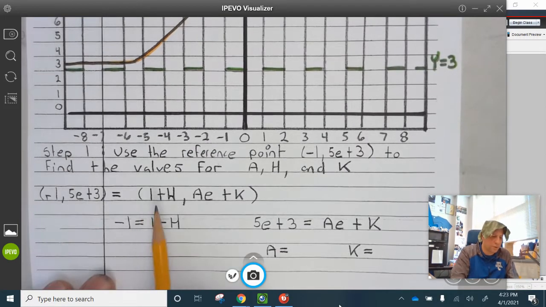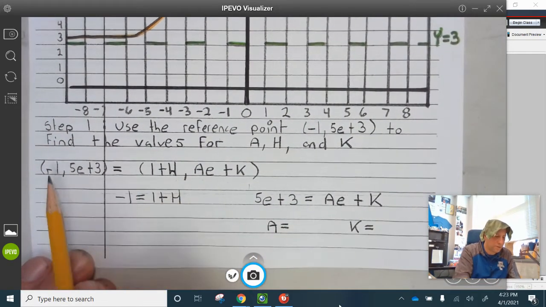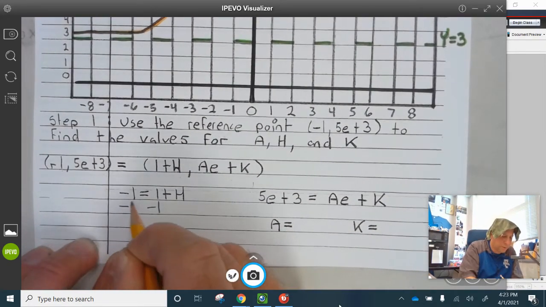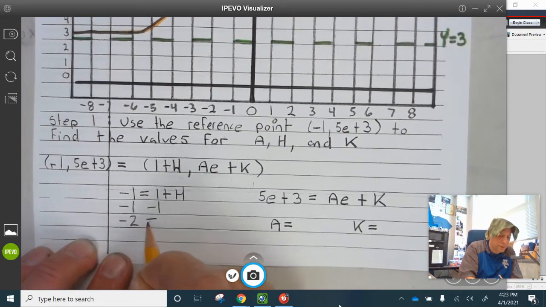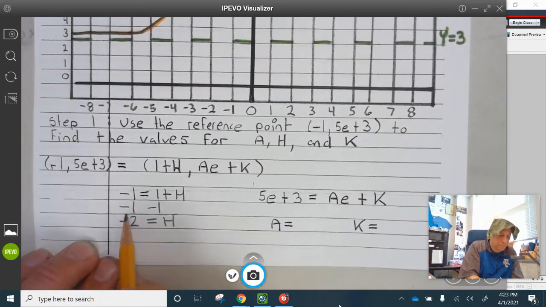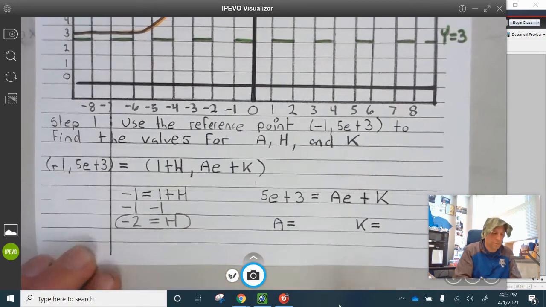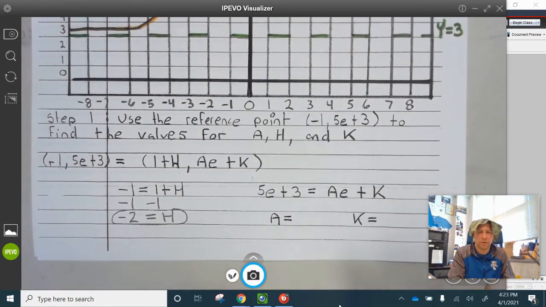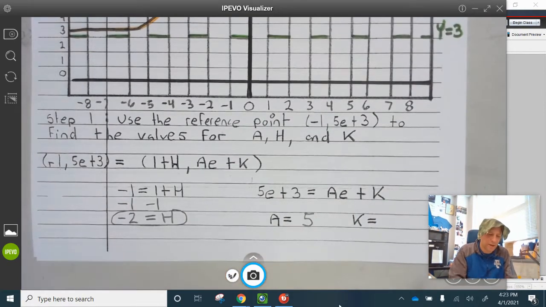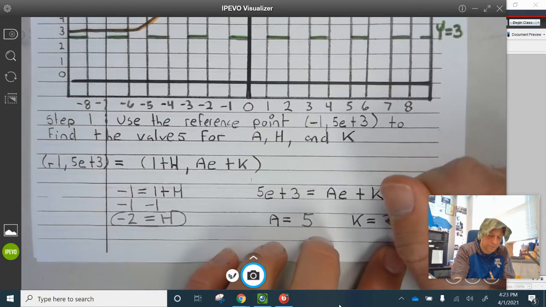So first off, we know that we have the point -1, comma 5e plus 3, and we know that's equal to 1 plus h, comma, ae plus k. So we first set the 1 plus h equal to the -1, and we're going to solve for h. We subtract 1 from both sides, so that's -2 equals h. Now we know a is in front of the e, so that's 5. And then k is 3.